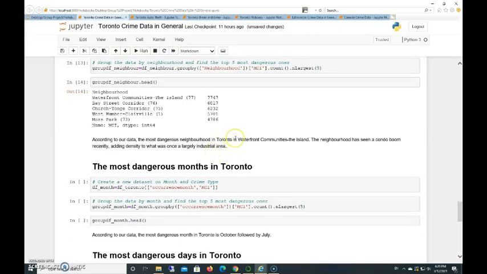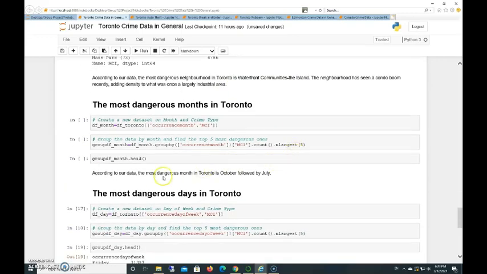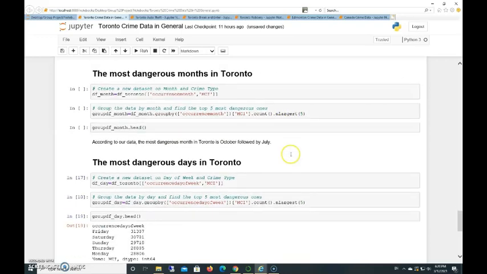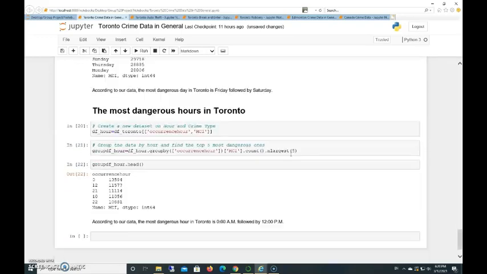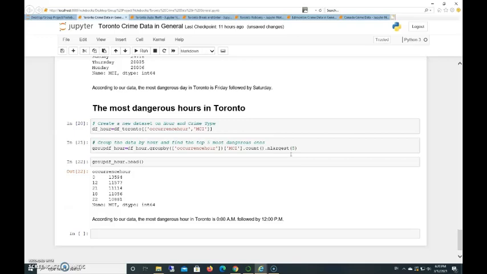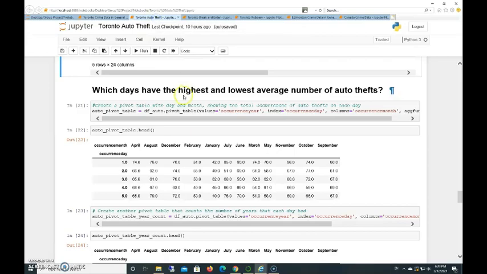I found that the most dangerous one is waterfront communities. The most dangerous month in Toronto is October, followed by July. The most dangerous day is Friday, followed by Saturday. And the most dangerous hour is 12 a.m., followed by 12 p.m.